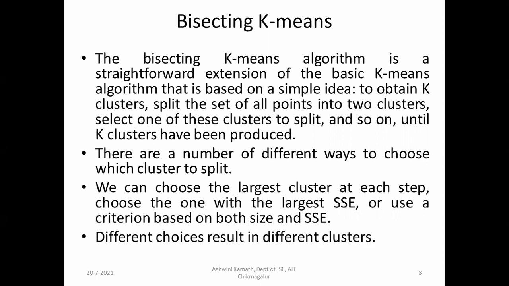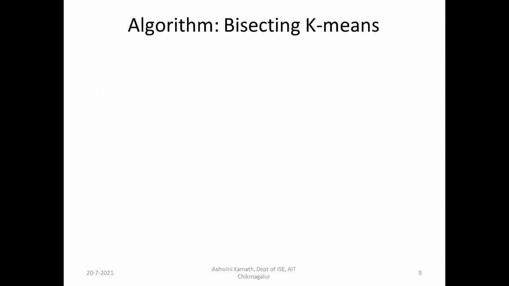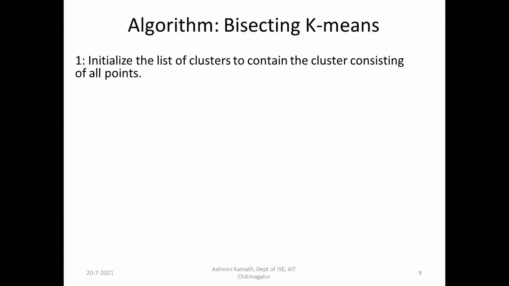So different choices result in different results, obviously. When you consider only size, the cluster set will be different. When you consider only SSE, the cluster set will be different. When you consider both size and SSE, the clusters will be different. So this is the bisecting K-means algorithm.